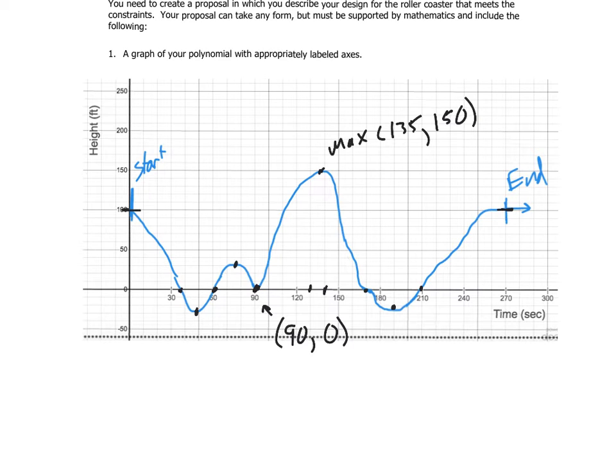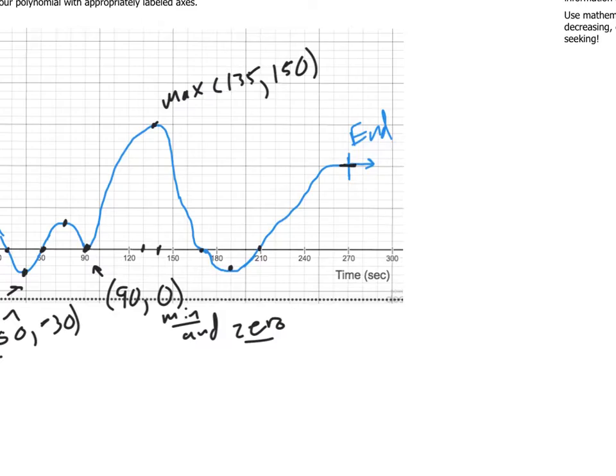So they want roots too. So another minimum, I should put minimum here, and that's a root, or we could call it a 0. So it's a minimum and a 0, that point, kind of different. Here's another minimum right here. And that is at 50 for the X, and looks like it's negative 10, 20, 30, negative 30. Okay, so just describing some of these things. Let's go over here.